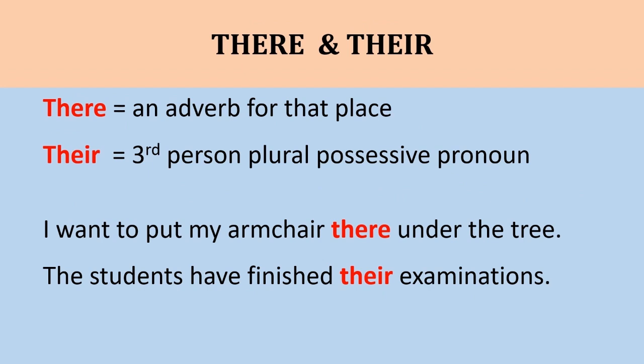Here we have a pair of homophones pronounced as there, spelling THERE and THEIR. THERE, there, is an adverb for that place. Something which is far away, we say there. Something which is close, we say here. Then we have THEIR, there, is the third person plural possessive pronoun. I have a whole video on pronouns, personal pronouns. You can watch that, you will get this word also.